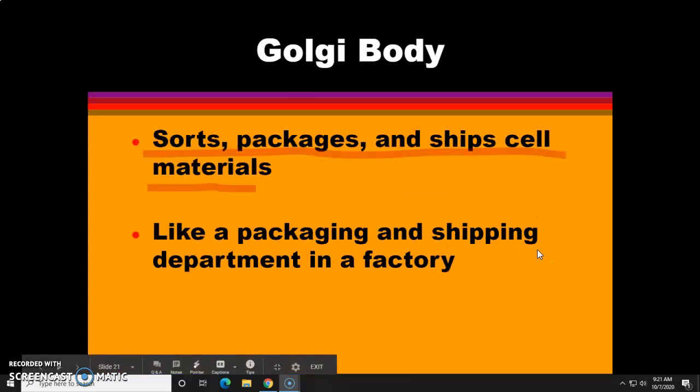Then we have the Golgi body, and I often say this is my favorite one. I think it's a neat little item. It sorts, packages, and ships cell materials. So it puts things inside these vesicles. It's like our own little UPS or FedEx of the cell, and it moves things around inside the cell and gets them where they need to go.